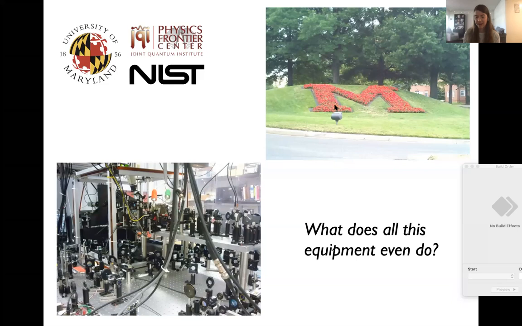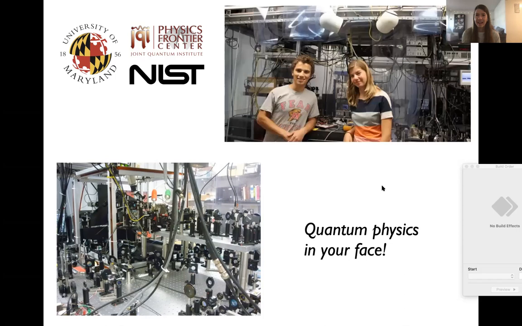I was working in an experiment that did research on quantum optics, so like the quantum nature of light. So I started kind of liking this idea behind these tabletop experiments where quantum physics is really in your face. You learn all these things in your textbook, but being able to see it there in the experiment, that to me was really amazing.